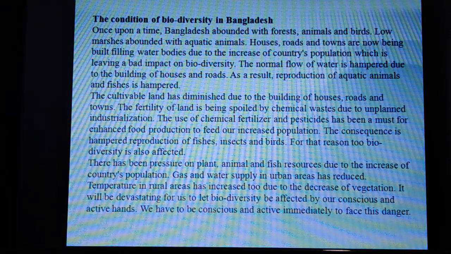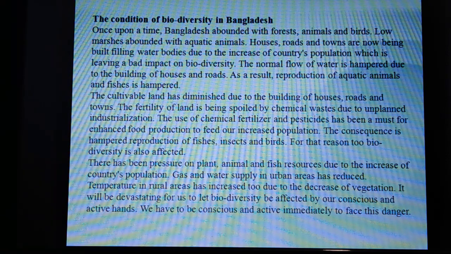Once upon a time, Bangladesh abounded with forest animals and birds. Low marshes abounded with aquatic animals. Houses, roads, and towns are being built by filling water bodies due to the increase of the country's population, which is leaving a bad impact on our biodiversity.